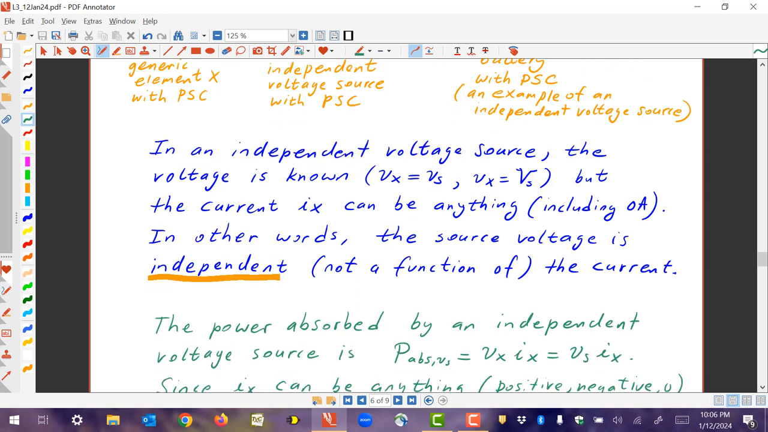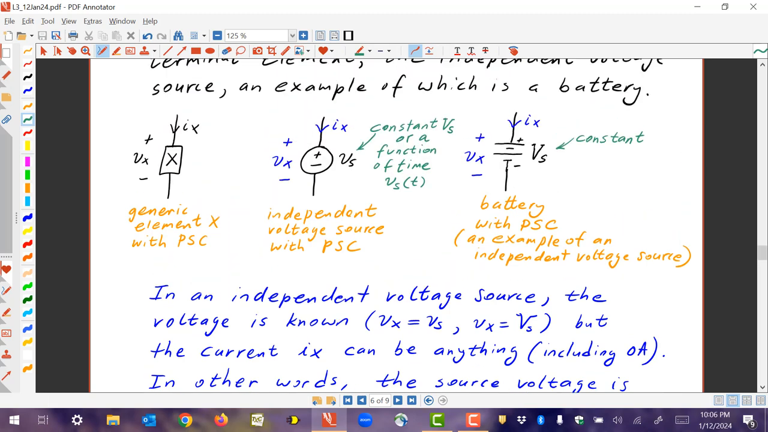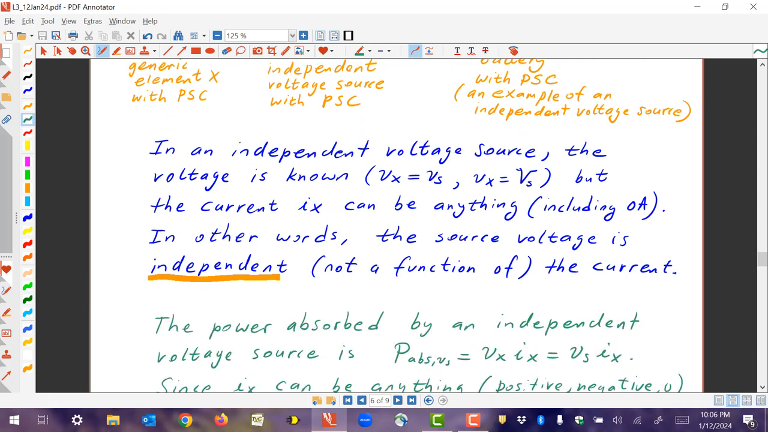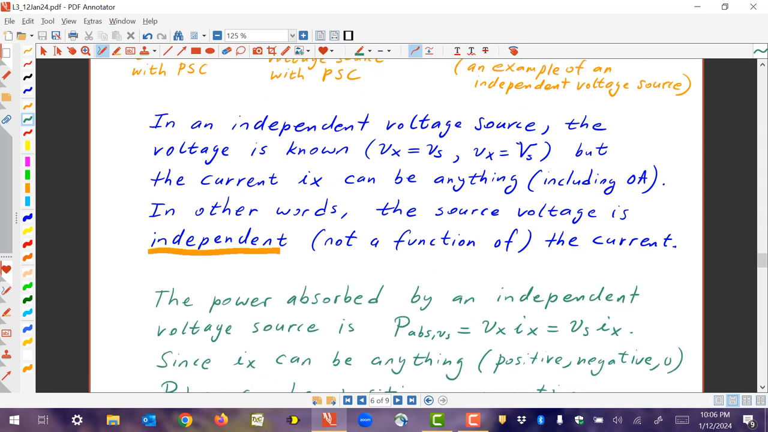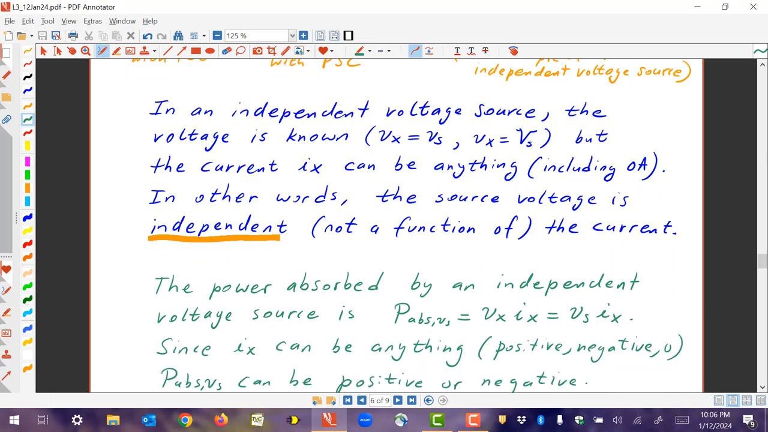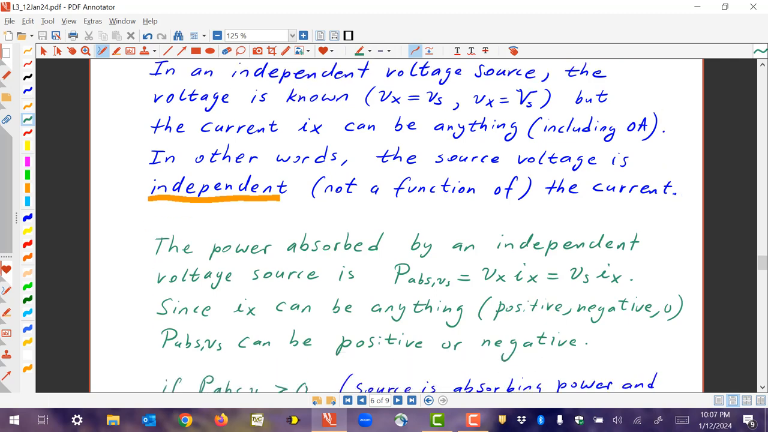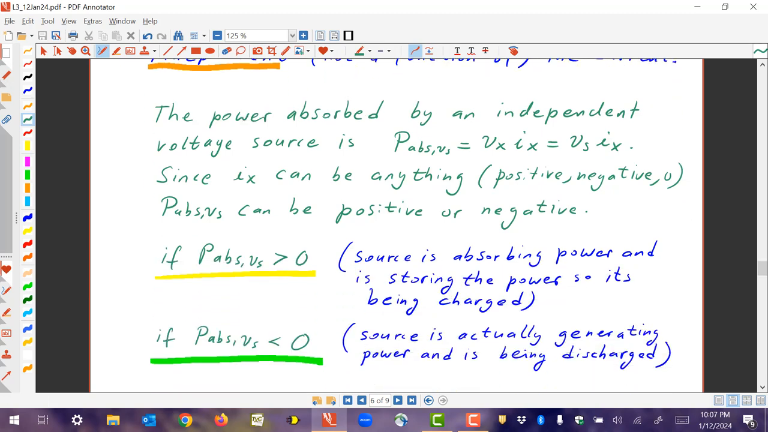And of course, if you want to calculate the power absorbed by element X, you just multiply the V and the I. So you just say Vx Ix, but because Vx is equal to Vs, the known voltage, you just get Vs Ix. Now, Vs we know, but Ix can be anything. It can be positive, negative, or zero. Because of that, the power absorbed by an independent voltage source can be positive, negative, or even zero. Because we have two cases, we make this distinction. If power is absorbed by the voltage source, we're sending power into the voltage source.